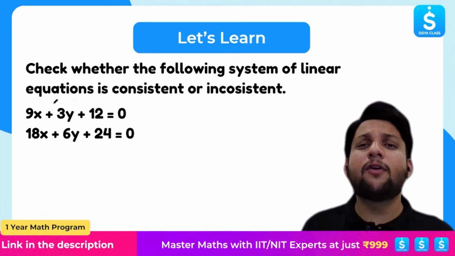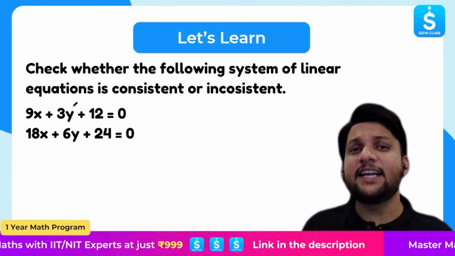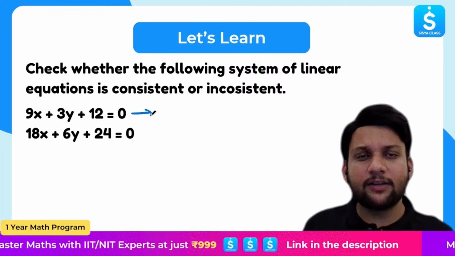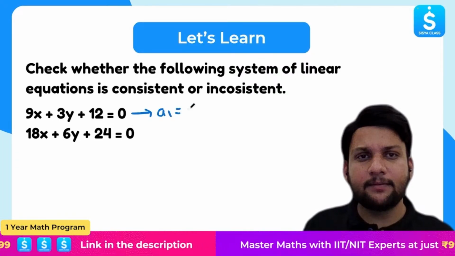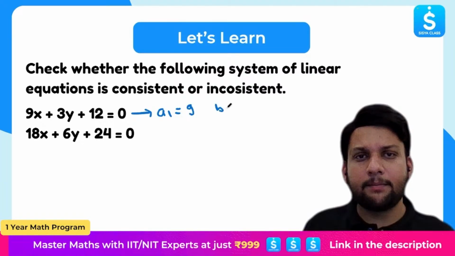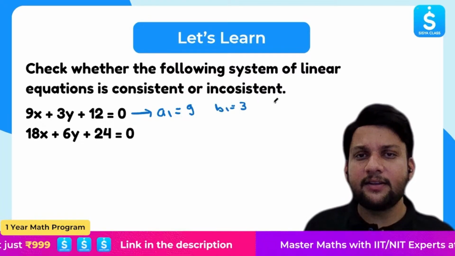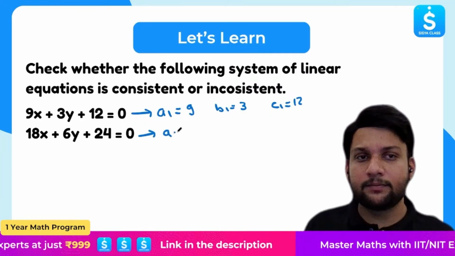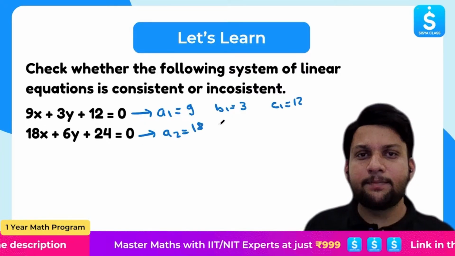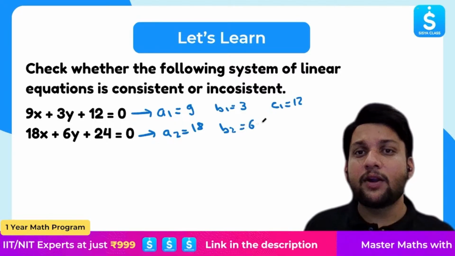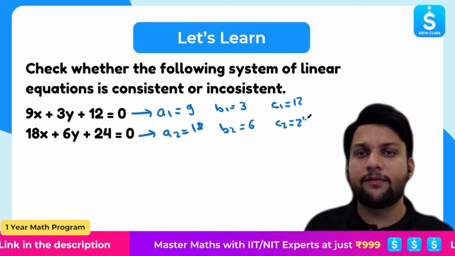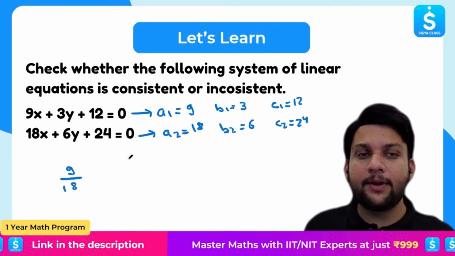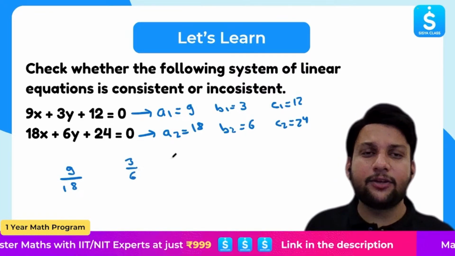We have to check whether the following system of linear equations is consistent or inconsistent. How will we do this? Again, can you tell me what is A1? A1 is 9. B1 is 3. C1 is 12. Similarly, in this question, A2 is 18. B2 is 6. C2 is 24. So if I find A1 by A2, that is 9 by 18. B1 by B2, that is 3 by 6. C1 by C2, 12 by 24.